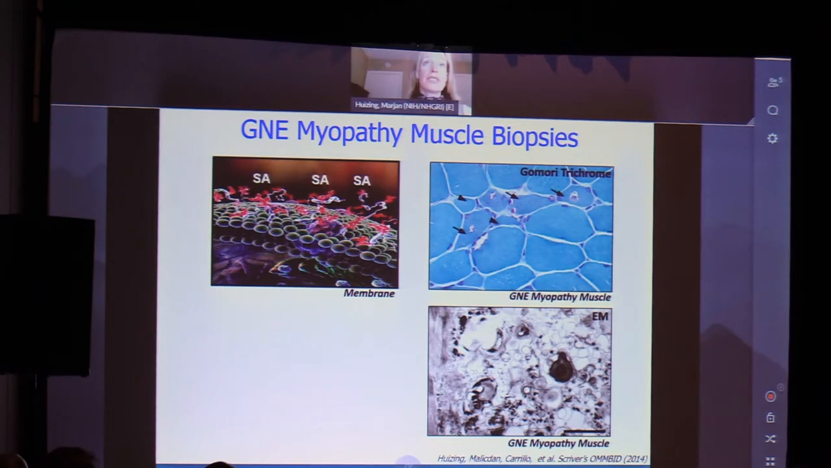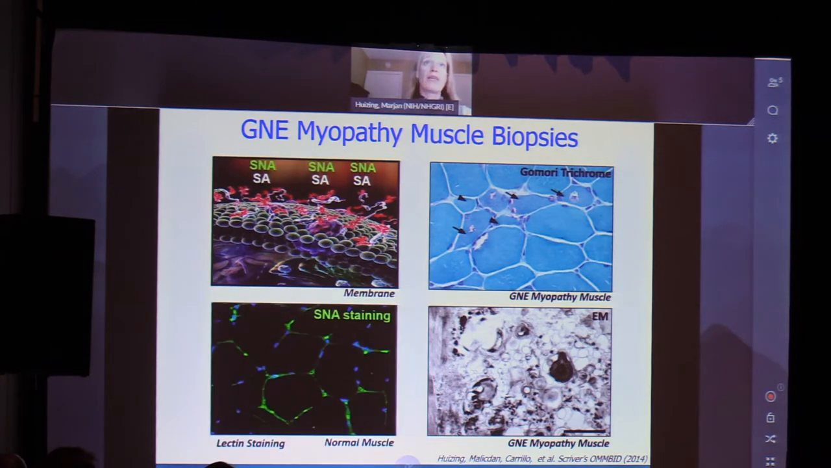To visualize these sialic acid groups, we developed a lectin staining method. Here I'll show you the SNA lectin that we use that binds to sialic acid groups on proteins on the outside of the cell. SNA recognizes one specific kind of sialic acid that's in a very specific linkage to these proteins. Here you see, on the bottom left, a muscle cell membrane stained with SNA, and this can be done in both paraffin-embedded or frozen sections of muscle biopsy.